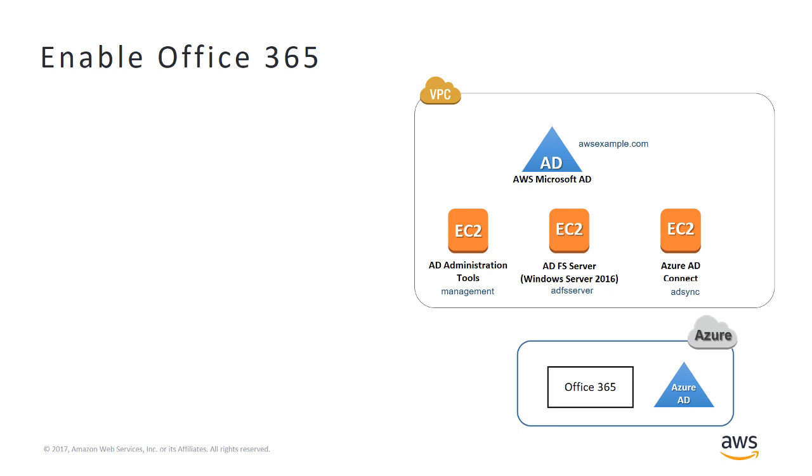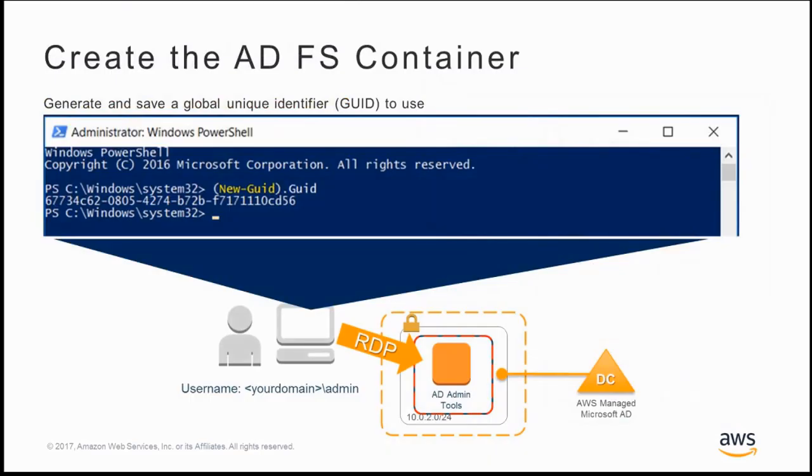The first step to enabling Office 365 is that we need to create a container that ADFS requires, and that needs to be created in your AWS Microsoft AD. To do that, you will first use an RDP session to your AD admin tools system, and you will create a global unique identifier that will be used for the container.